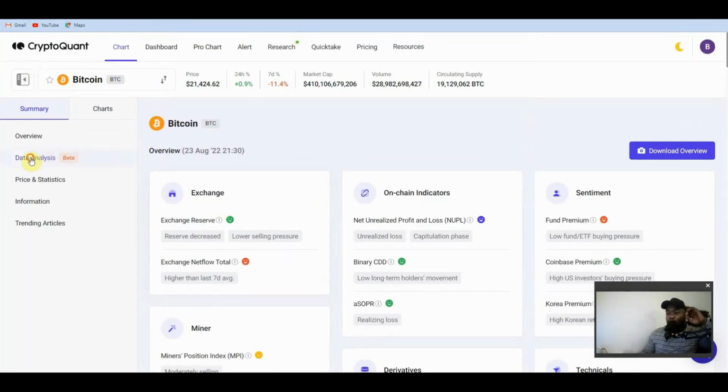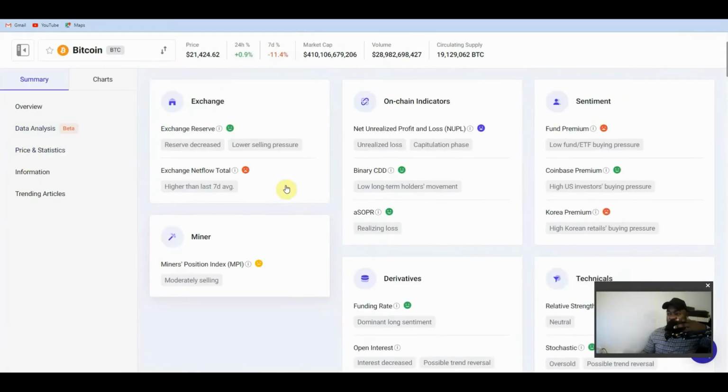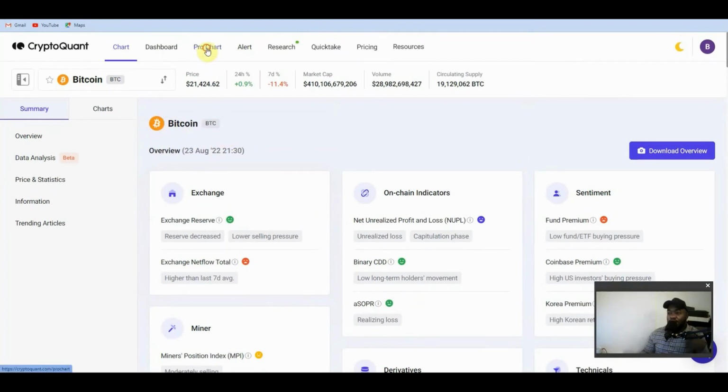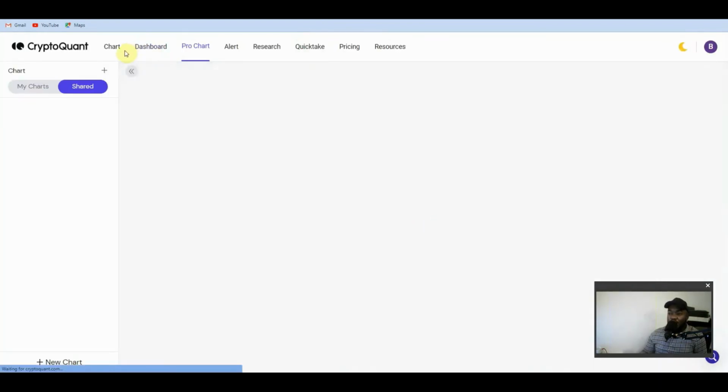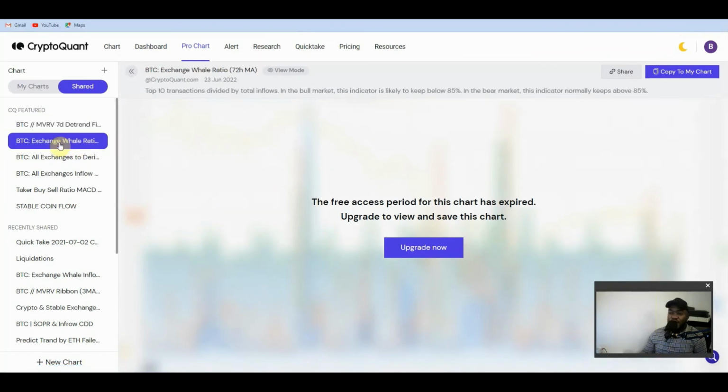This is not the only thing you can do, you can know the exchange reserve, the exchange balances, and all that. There is more you can do on this chart, but if you want to see the BTC exchange wallet ratio, this one needed an upgrade, but I've used an upgrade before, and here is where you can see the chart of how many wallets there are and what they are doing. Wallets are the big investors.